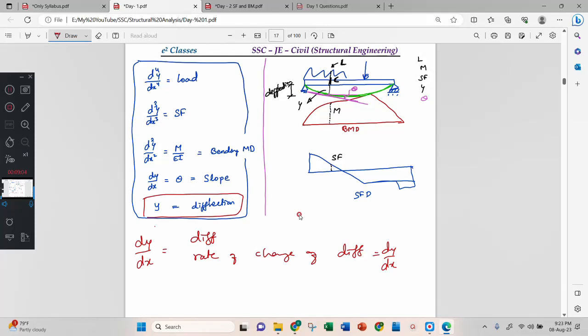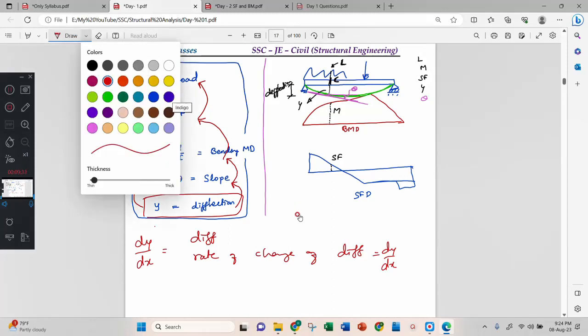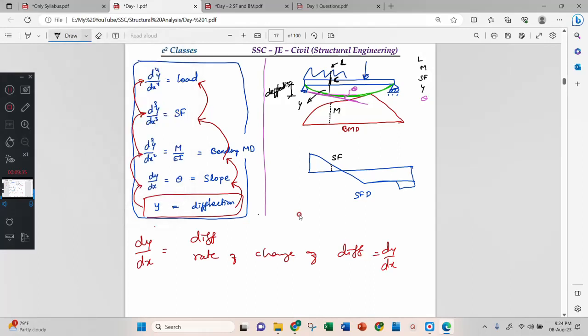Okay, next, the reverse. See here, this is differentiated, this is differentiated, this is differentiated, this is differentiated. Correct? Rate of change of deflection, slope. Rate of change of slope, bending moment. Rate of change of bending moment, shear force. Rate of change of shear force, load. Correct? Now another color, black color.